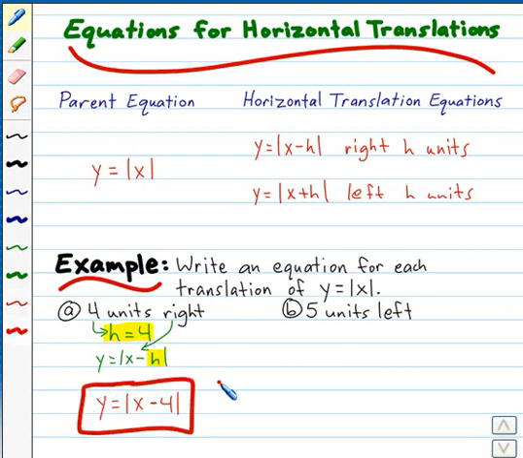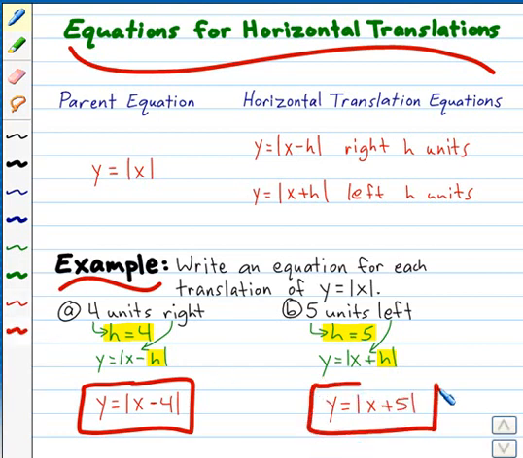Let's move on now and take a look at part B of this example. In part B, we're translating 5 units to the left. Remember, the number of units that we're translating is our value of h. So h equals 5. This time, however, we're translating to the left. So we need to use the general form y equals the absolute value of x plus h. Again, we need to substitute our value of h into the general form. And for part B, we get y equals the absolute value of x plus 5.